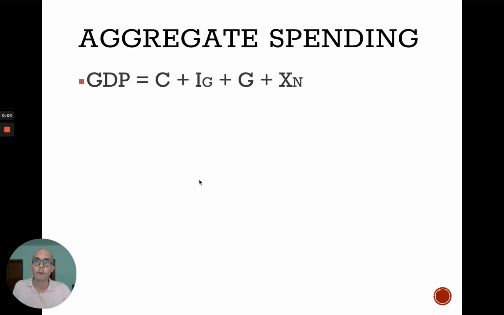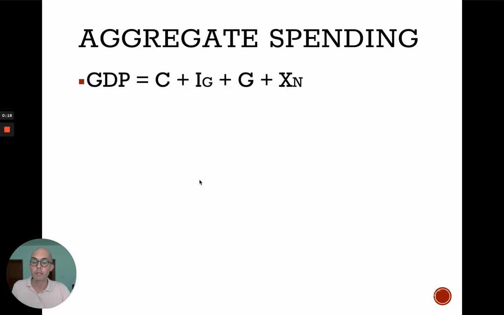All right, let's do it. Okay, we are going to be talking about aggregate spending. We're also going to be talking about aggregate income. These are two ways that we're able to calculate GDP. Aggregate spending is by far the one you will use most commonly for AP Macro.